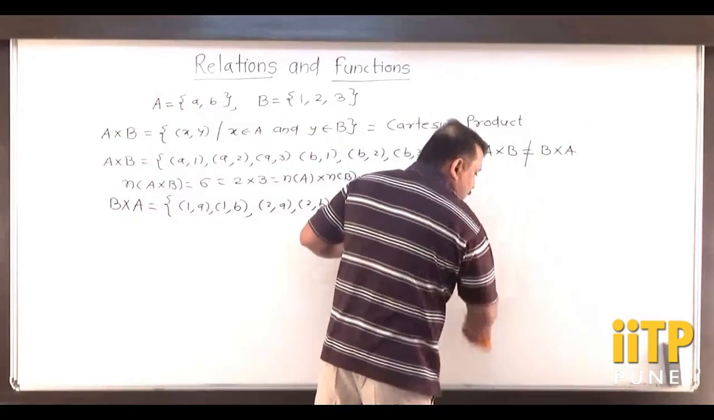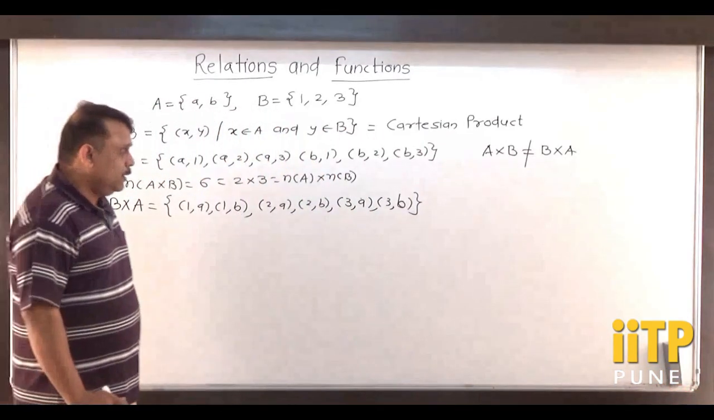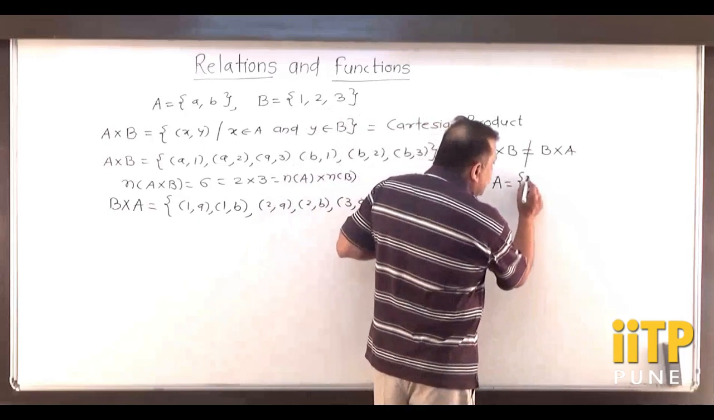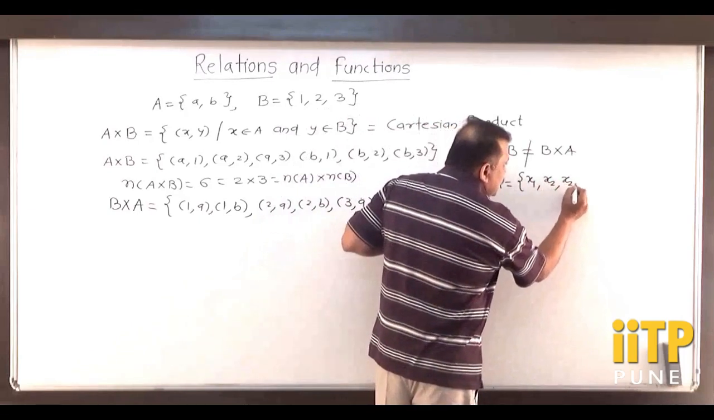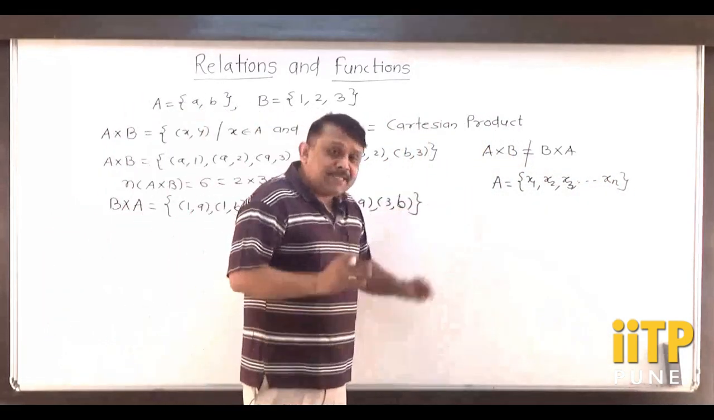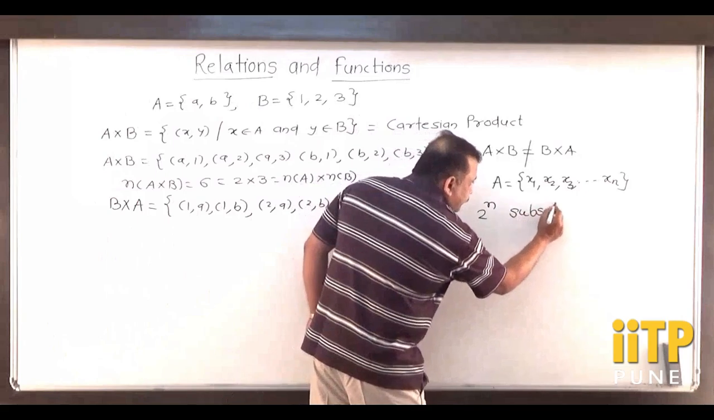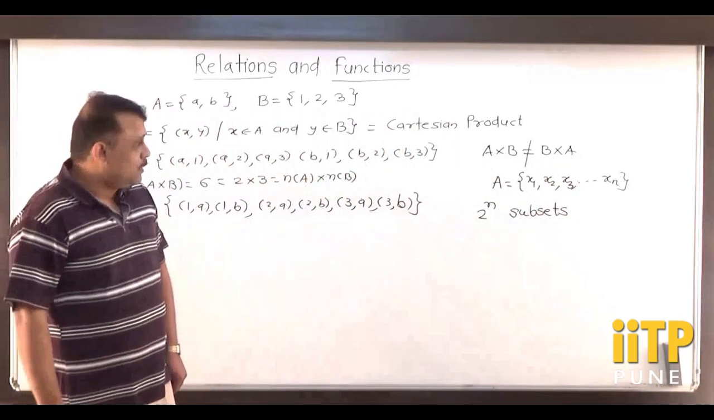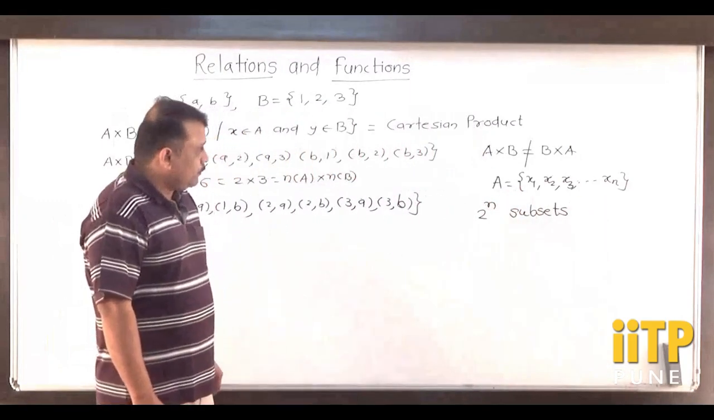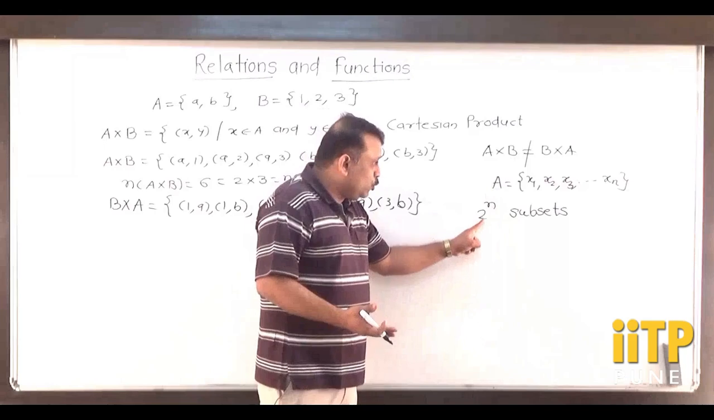Now, there is one result from set theory that if a certain set A contains n elements, then A possesses 2 raised to n subsets. What I am saying is, any set A containing n elements, say x1, x2, ..., xn, all distinct, then A has how many subsets? The answer is 2 raised to n.